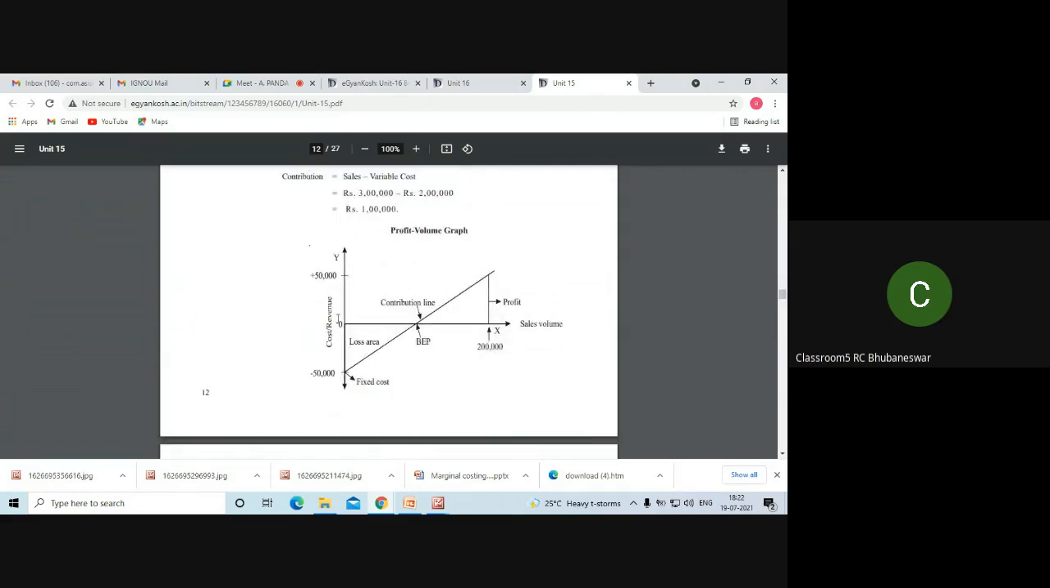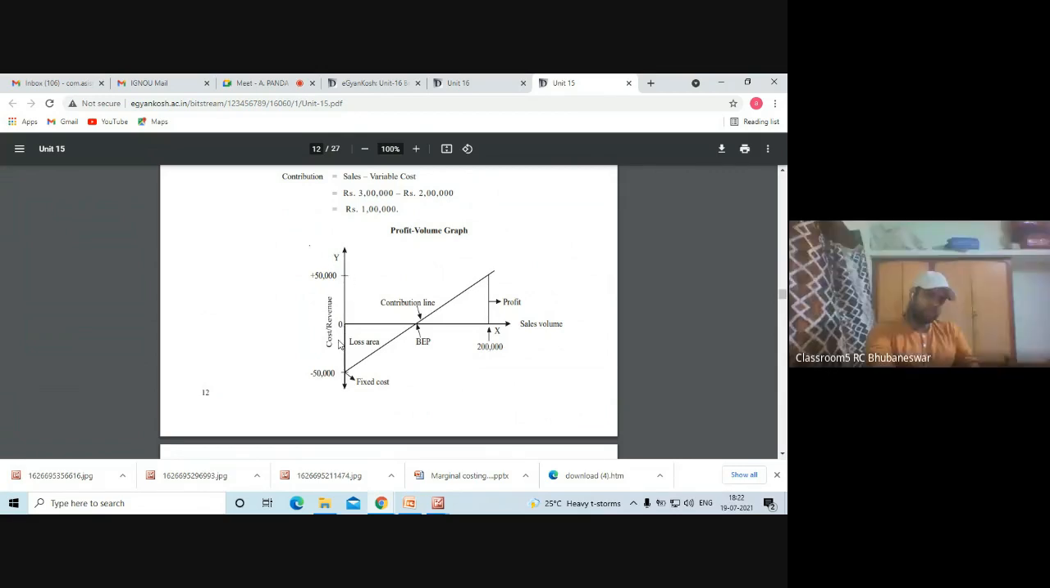So this is representing the sales part, cost by revenue, and here it is represented by this particular graph, and this is the contribution margin, the contribution line. Contribution means sales minus variable cost, and this is the sales volume. Then how much is our profit?